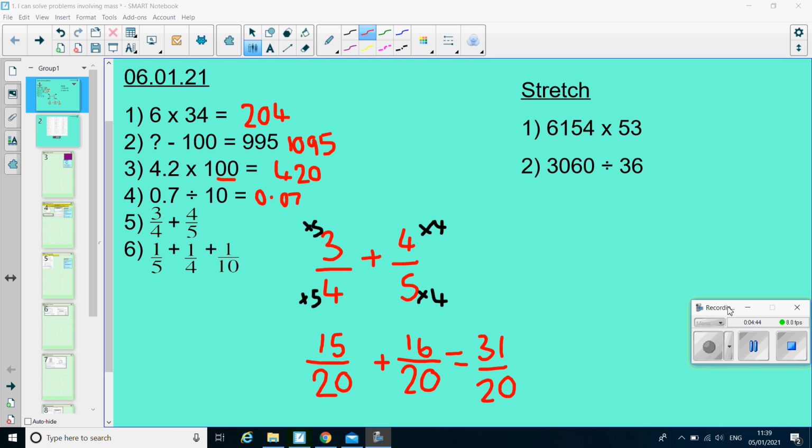Or you might have put the answer 1 whole and 11/20. Either one of those is completely fine. So 31/20 or 1 whole and 11/20.